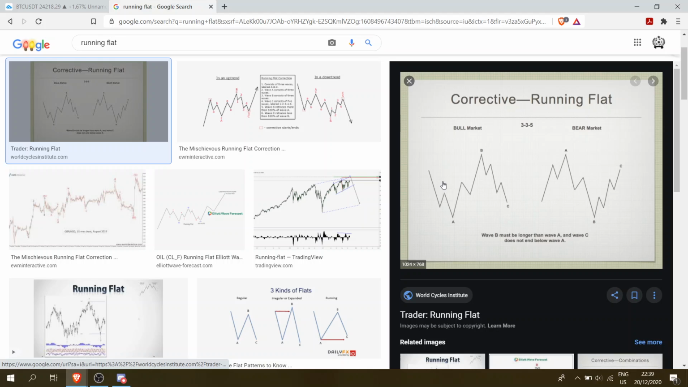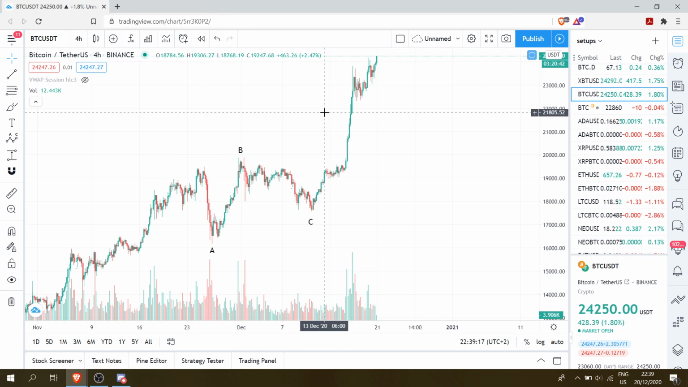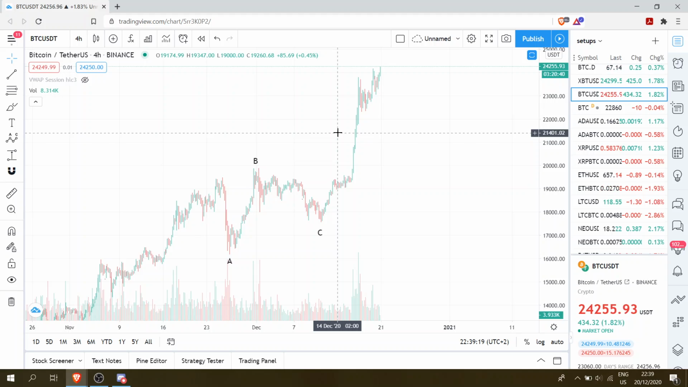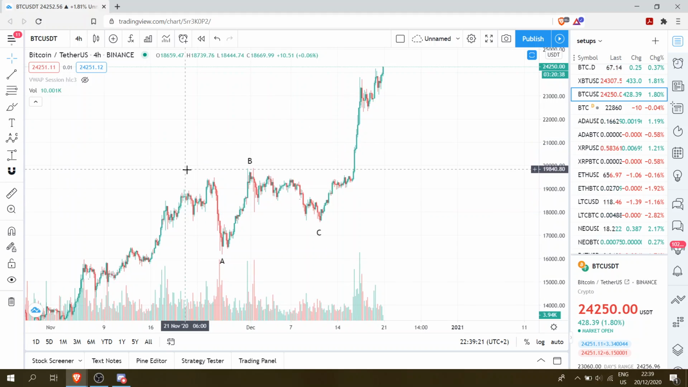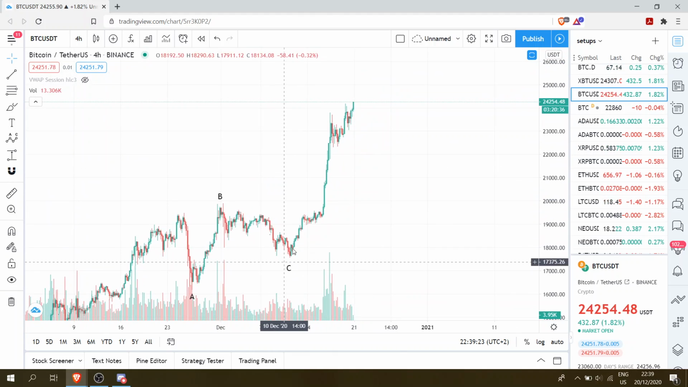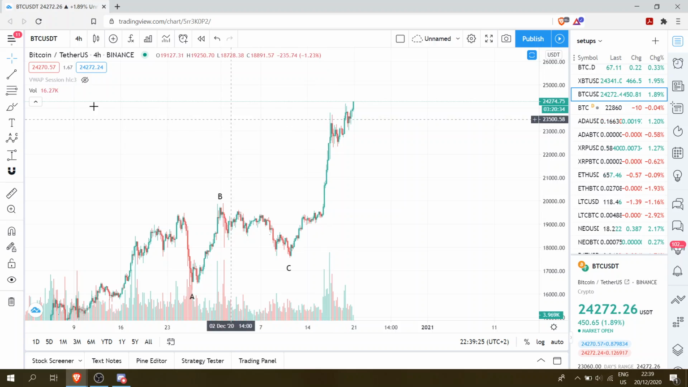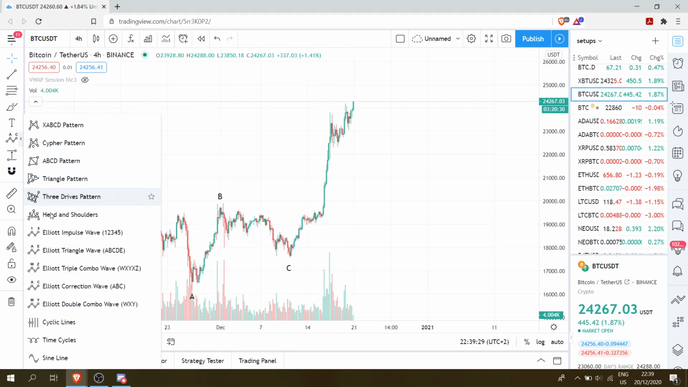Take a look at this. A, B, C. Look how the C is above the A, or higher than the A, and this is in a bull market. So this is how I came up with this running flat, and from here actually we start another impulse, and I am looking for higher prices.